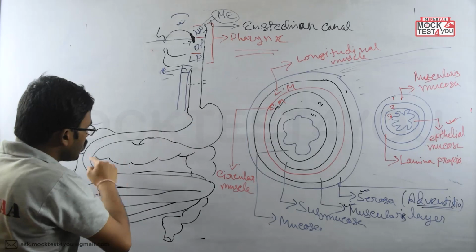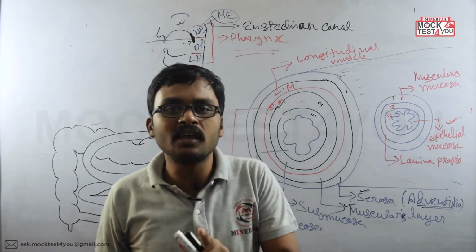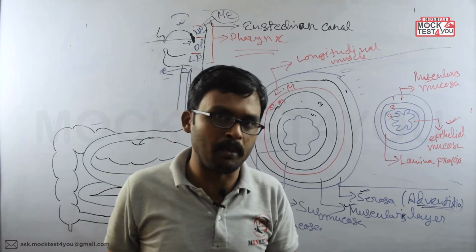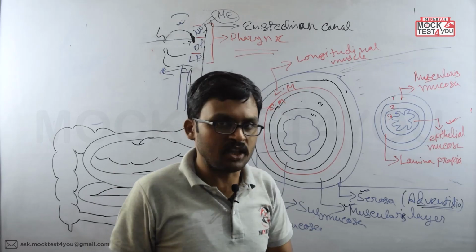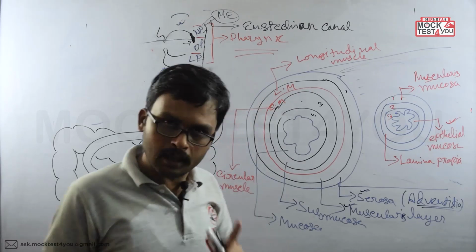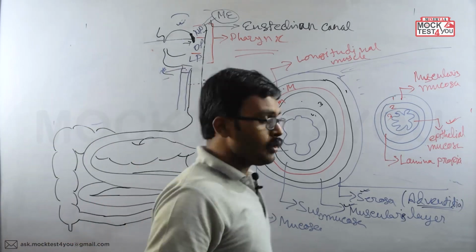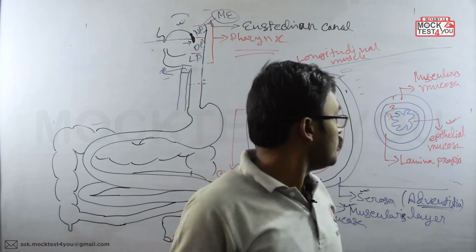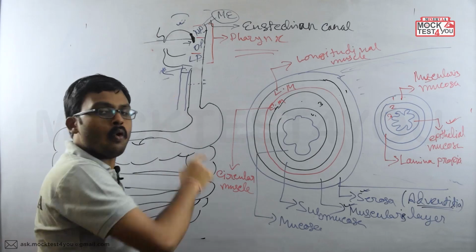In the rest portion of the alimentary canal, throughout, we are getting the columnar epithelium. So these two kinds of epithelium we are getting over here, okay? Clear? Done? So along with that, we are done with the histology or the tissue structure of this wall.